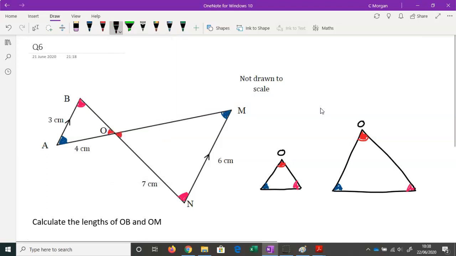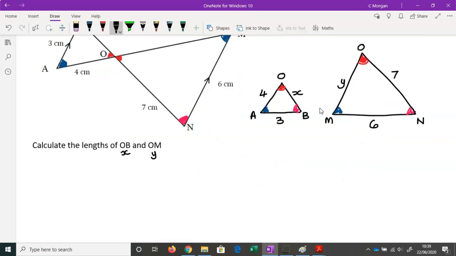But now it really matters where the vertices are labelled. So in my first triangle, ABO, A is at a blue corner and B is at a pink corner. That means A to B is 3 and A to O is 4. On my other triangle, O is at the red angle, but M is at the blue angle and N is at the pink angle. MN is 6 and N to O is 7. I've got to find the length of OB, so I'm going to call that X, and I've also got to find the length of OM, and I'm going to call that Y.